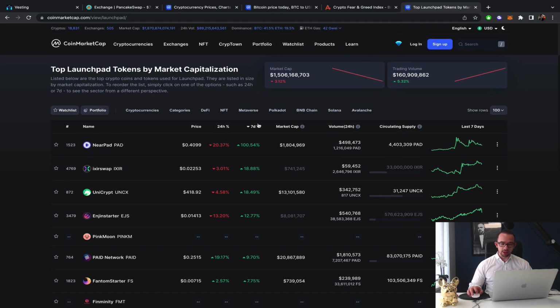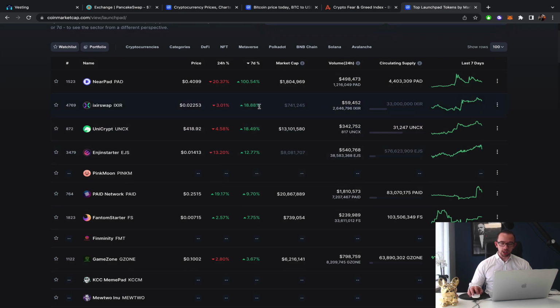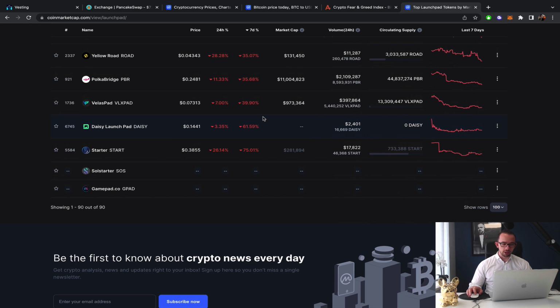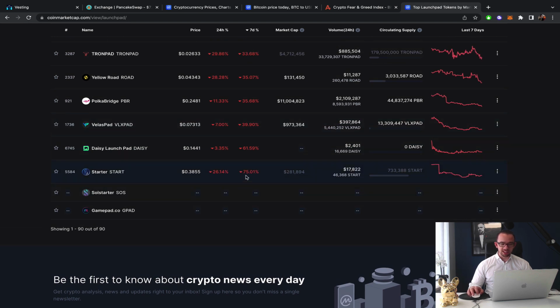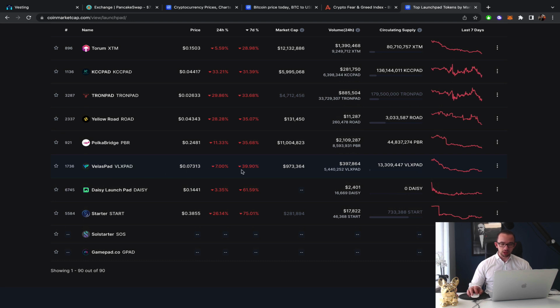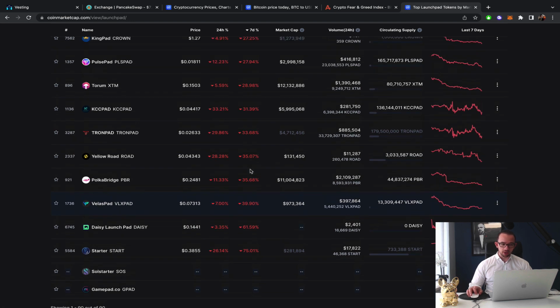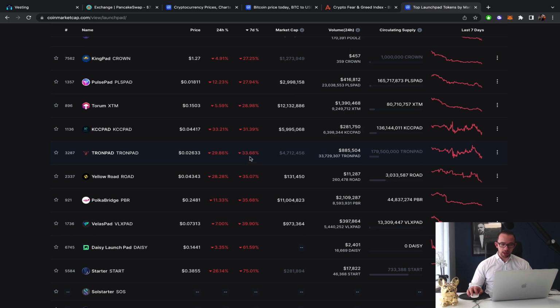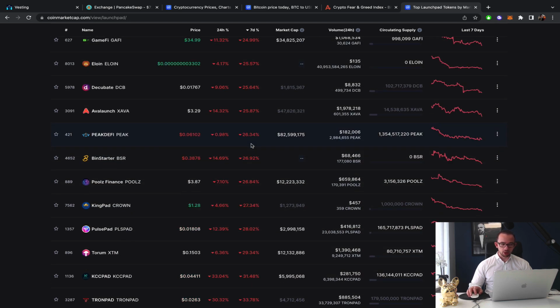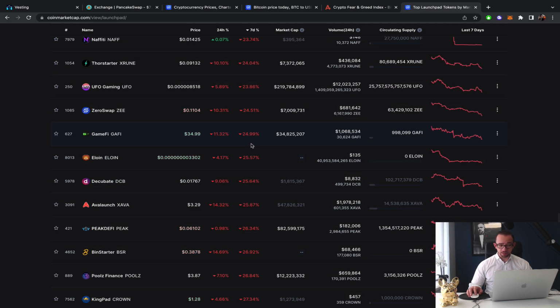So across the 7 day average, Nearpad still up 100%, but 20% down today. And it appears they will continue to suffer. Other than that, we're looking at 3 to 15% gains, and there are some significant losses. Starter losing 75% of its value. Phalluspad losing 40% of its value. KCCPad, TronPad, 31%. It's real crazy at the moment.